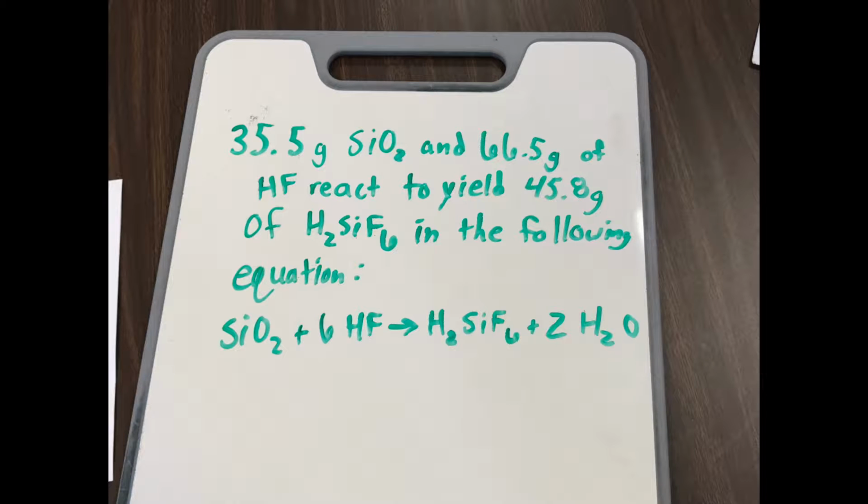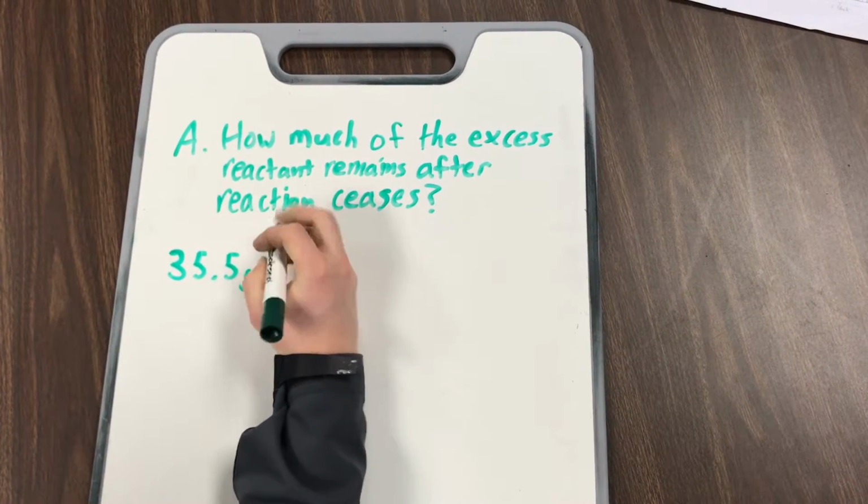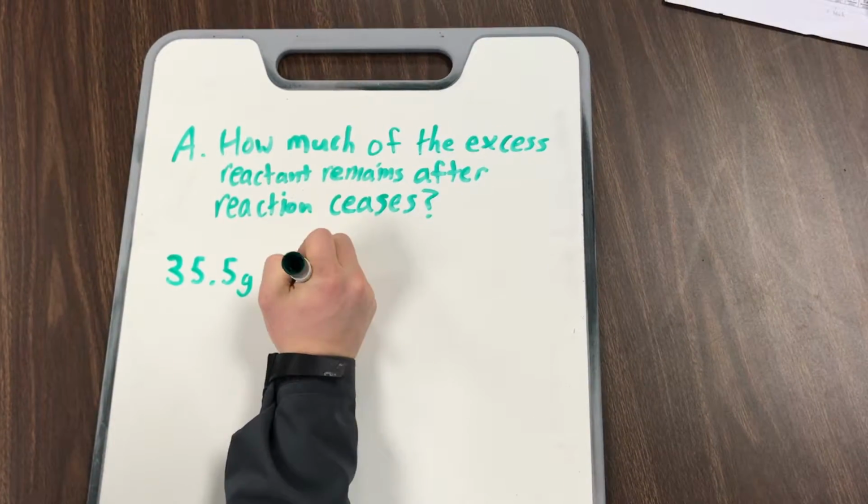Today we're going to show you how to use 35.5 grams of SiO2 and 66.5 grams of HF to react to a yield of 45.8 grams of H2SiF6 in the following equation and work with a set of following questions. Our first question is how much of the excess reactant remains after the reaction ceases. So we have to find the limiting reactant.